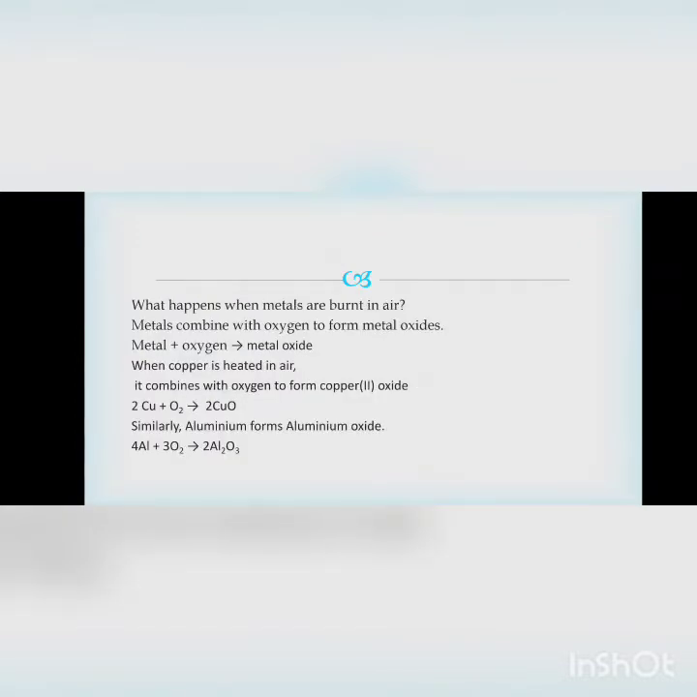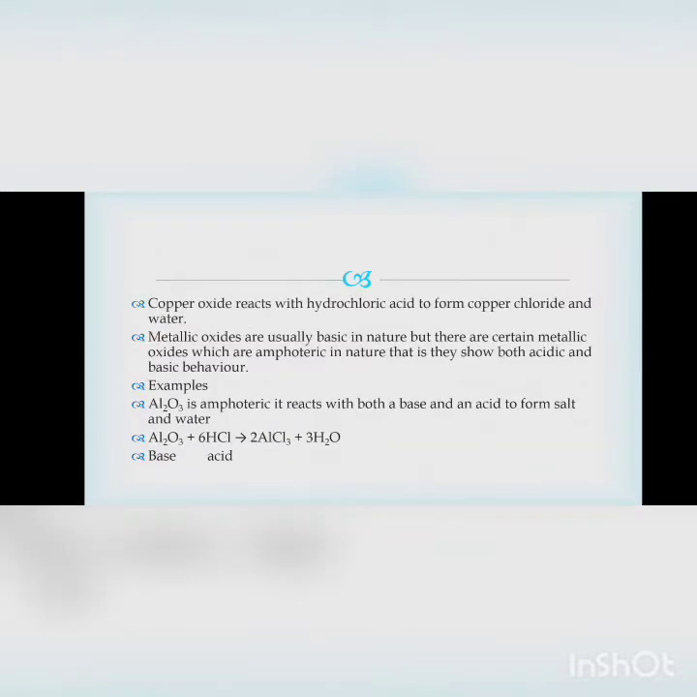Now, what happens when metals are burnt in air? Metals combine with oxygen to form metal oxides. Metal and oxygen, metal oxide. When copper is heated in air, it combines with oxygen to form copper 2 oxide. Similarly, aluminium forms aluminium oxide. Copper oxide reacts with hydrochloric acid to form copper chloride and water.